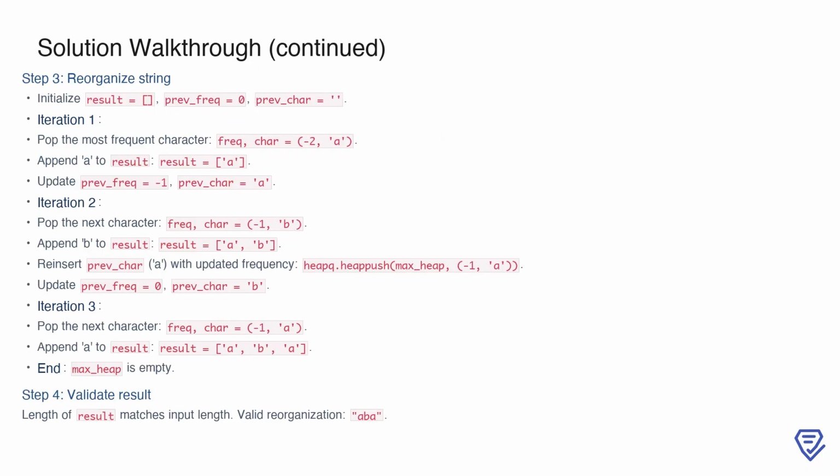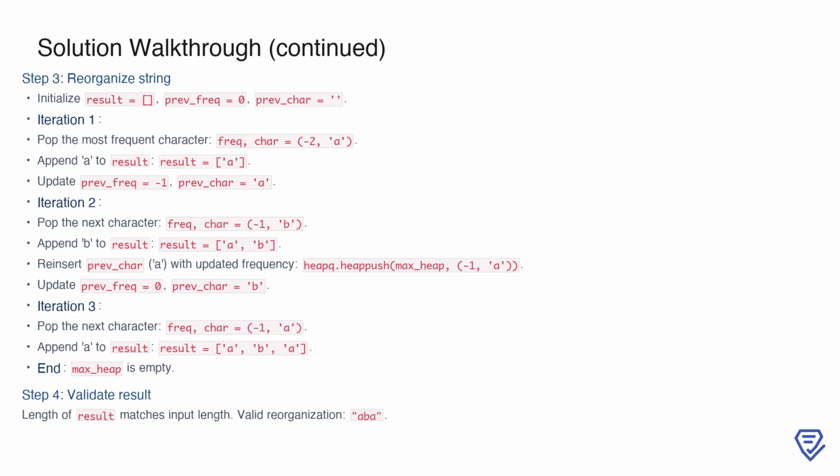Now, we reorganize the string by repeatedly taking characters from the max heap. We initialize an empty list result to store the output, along with 2 variables, prev_frequency and prev_char, to track the previous character and its frequency. In the first iteration, we pop the most frequent character, which is A, with a frequency of -2.